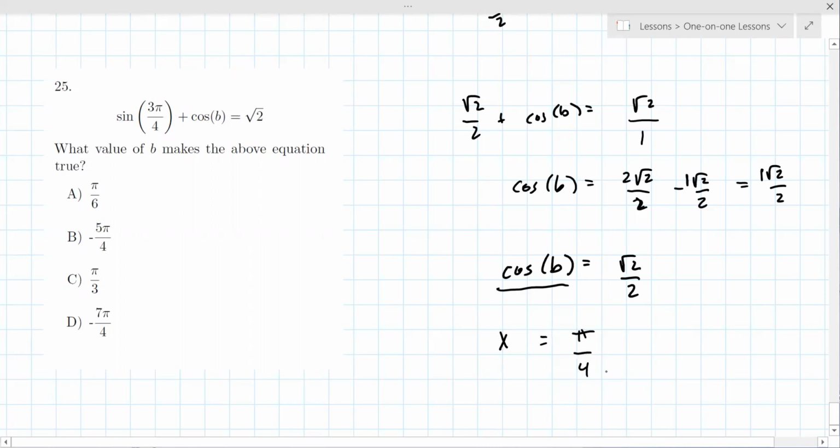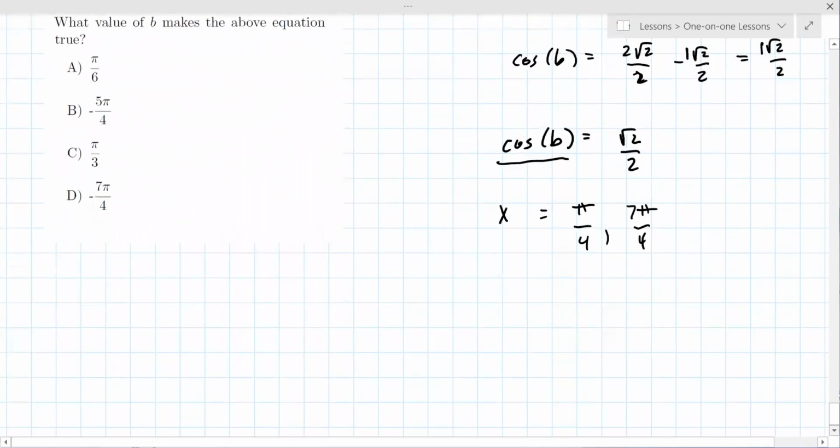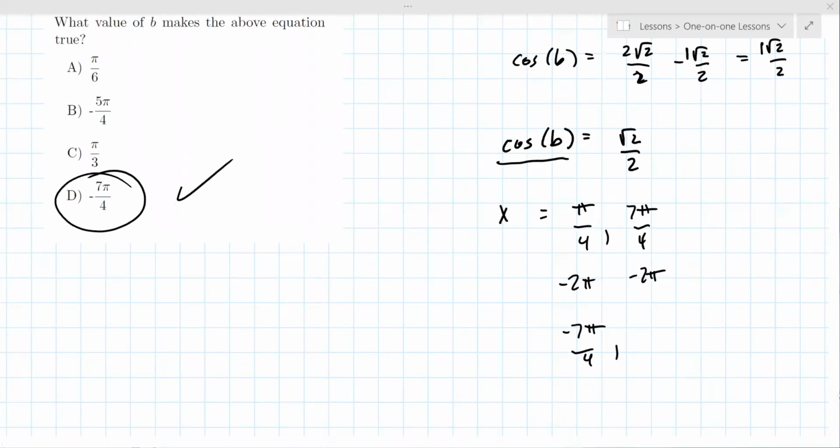Okay, anywhere else? Let me see. Wait. And 7 pi over 4. Are either of those there? Let's see. Nope. So you got to subtract 2 pi from both. So minus 7 pi over 4, it's D. I was pretty speedy on that one, I'm not gonna lie. That was good. That was good.